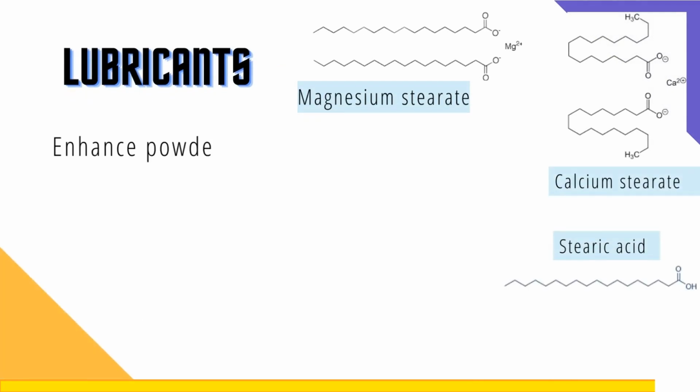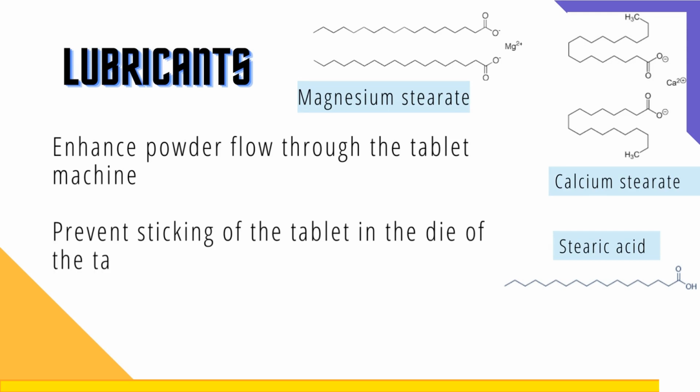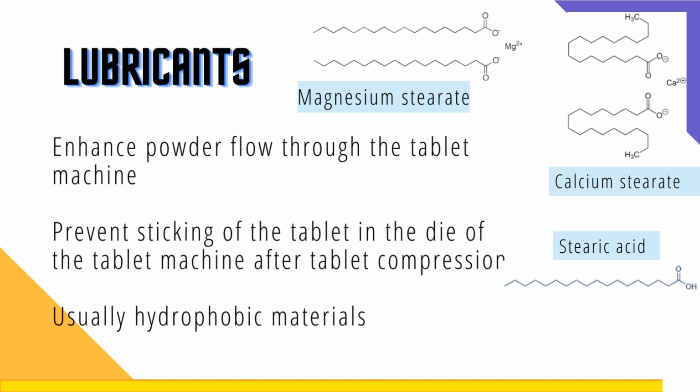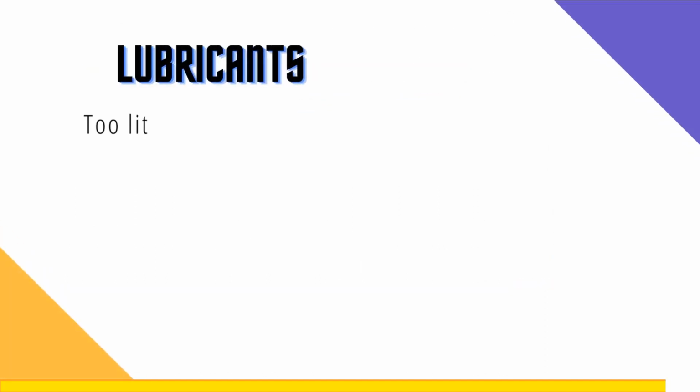The last class of excipients that we're going to discuss are called lubricants, which are normally hydrophobic materials that are added to enhance the powder flow through the tablet machine by preventing the tablet material from sticking to the die after it's been compressed. Examples of the lubricant family include all from the stearate group, such as magnesium stearate, calcium stearate, and stearic acid.